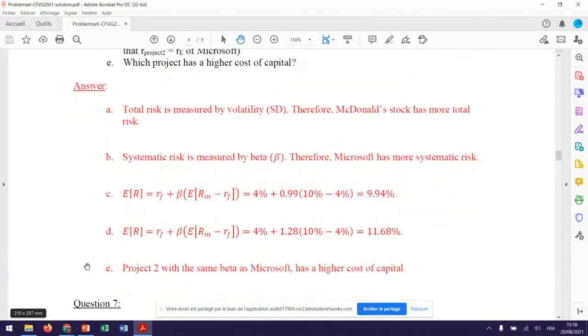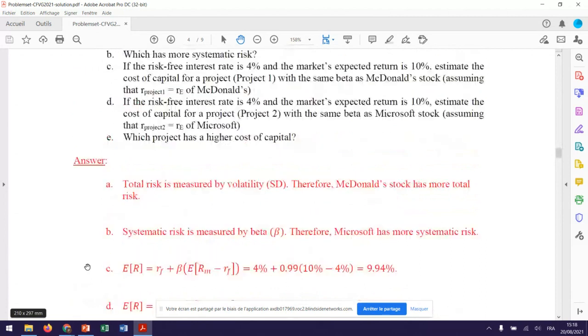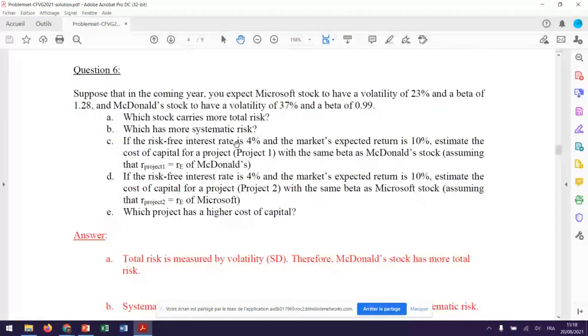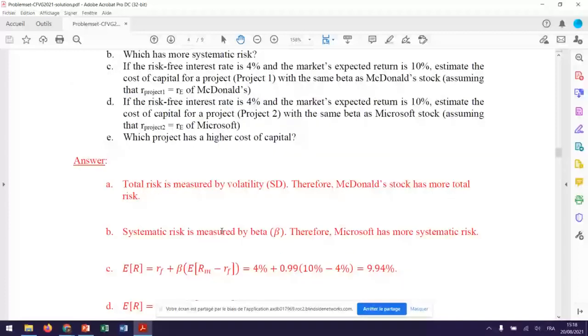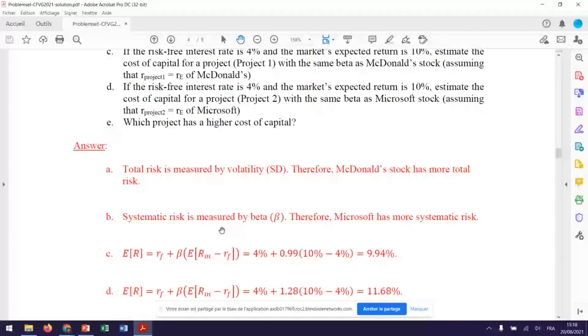So volatility cannot help you to predict the expected return. Only the beta can help you to predict the expected return or estimate the cost of capital. You cannot use volatility to estimate your cost of capital, but you can use the systematic risk to estimate your cost of capital.